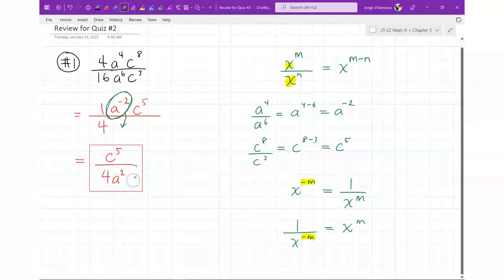Okay, so that's the a to the negative 2 part. Now, once I get rid of the a to the negative 2, the things that are left are a 1 and a c to the 5th. So 1 times c to the 5th is just c to the 5th, right? So that's why there's just a c to the 5th on top. The 4 is on the bottom because that's where it was originally.